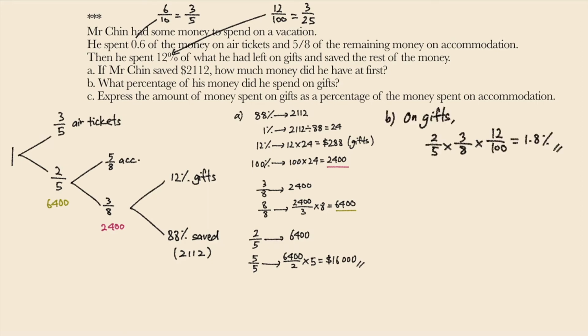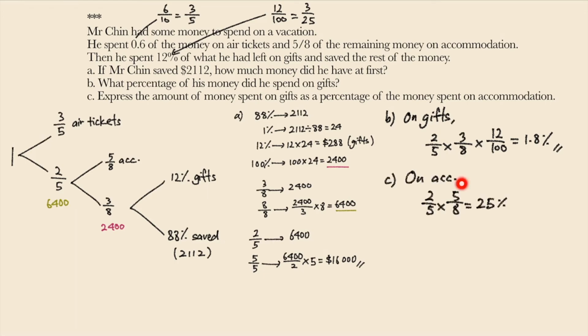What percentage of his money was spent on gifts? Well, there are a few ways to do this. We have just found the actual amount of money on gifts. We can just take that and write the denominator as $16,000 and then find the percentage. Alternatively, we can use the branch method. 12%, connect all the way to the total. So the journey goes like this: 12% of 3/8 of 2/5, which is exactly what's done here. The answer is 1.8%.